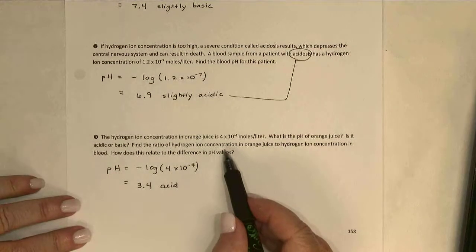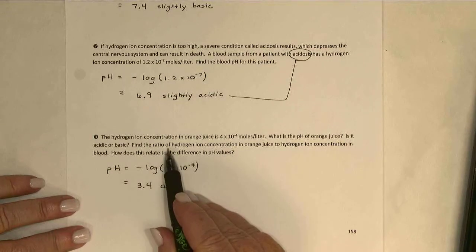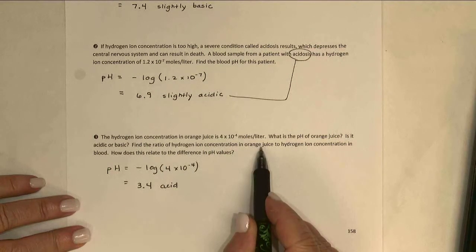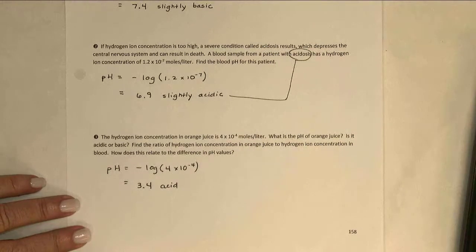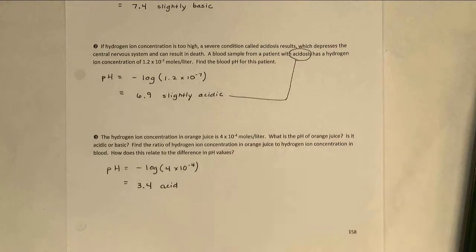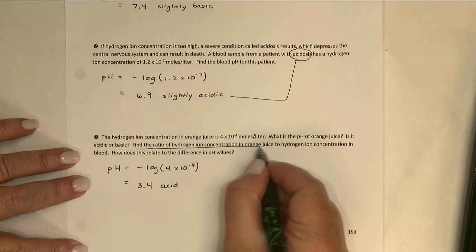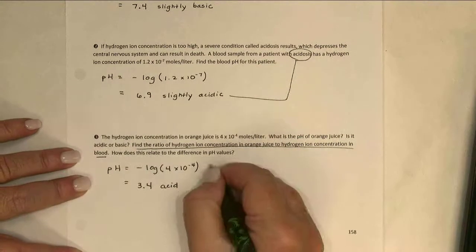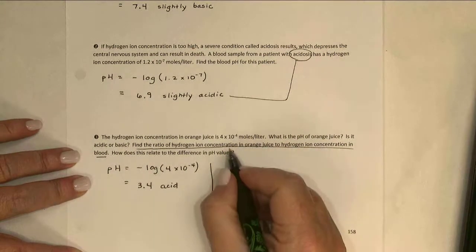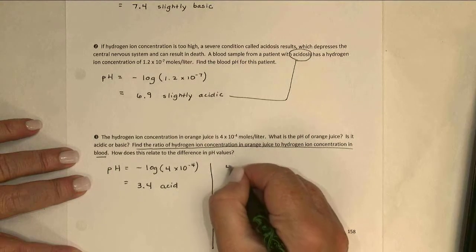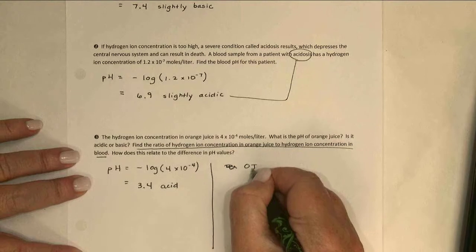I'd like to do one more thing with this. I'd like to find the ratio of the hydrogen ion concentration in orange juice compared to the hydrogen ion concentration in blood. And then also take a look at how that relates to the difference in their pH values. Okay. So let's see, ratio. The concentration in orange juice is the one I just looked at. Let's just do OJ over blood.